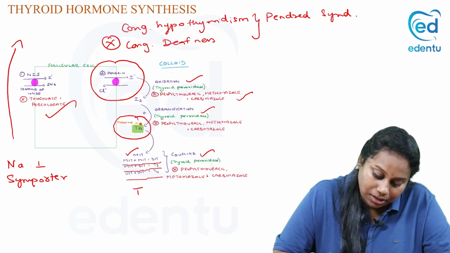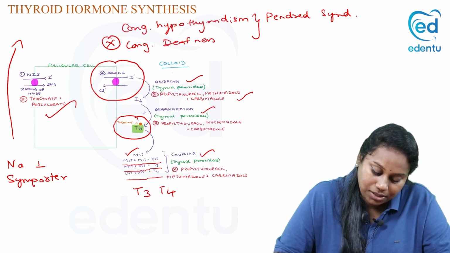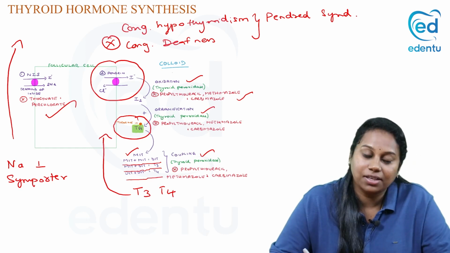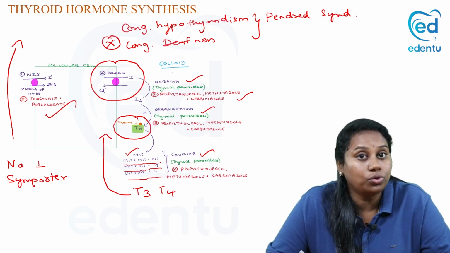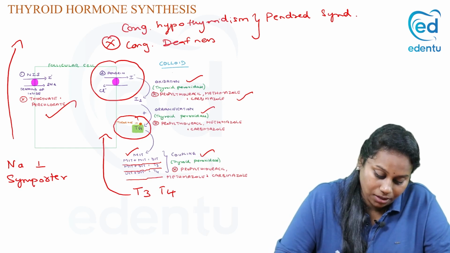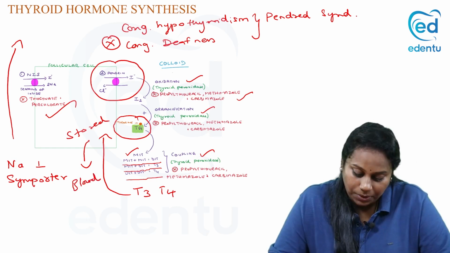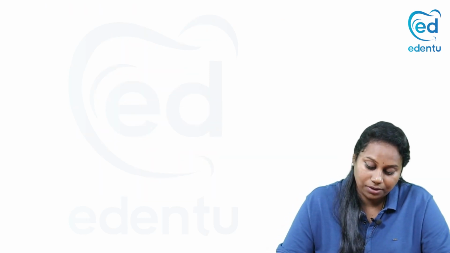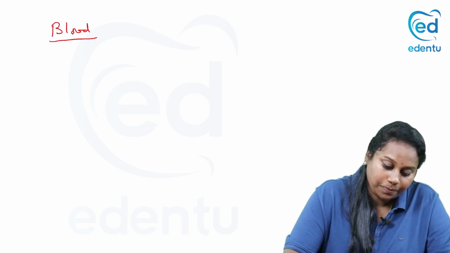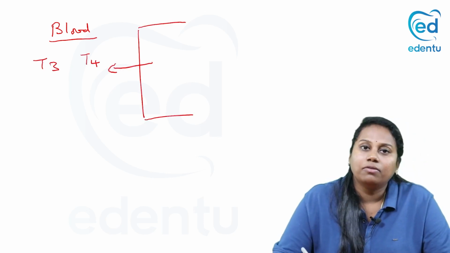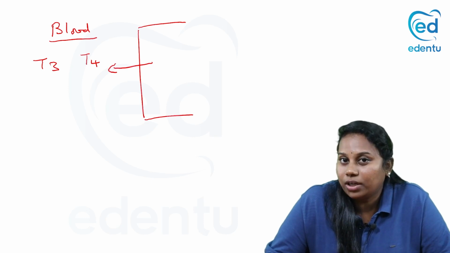So now T3 and T4 are synthesized in the colloid and they are stored inside the follicular cells. They can be stored even for 2 to 3 months, and whenever needed, they are released into the circulation. They are released into the blood. So now let's see what happens when they are released into the blood. So once they are released from the gland, T3, T4, which do you think will be more, T3 or T4?